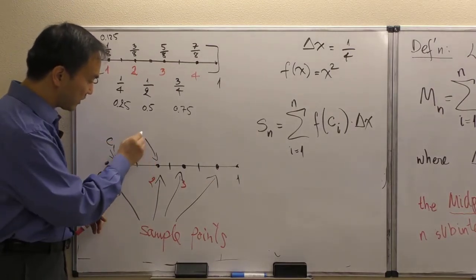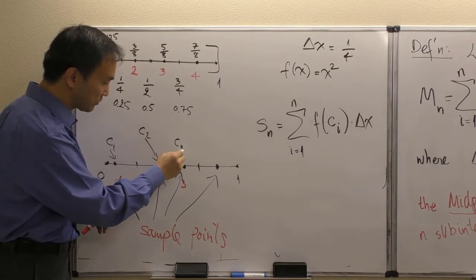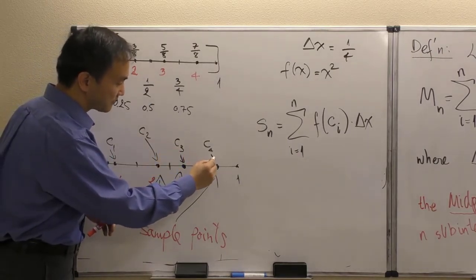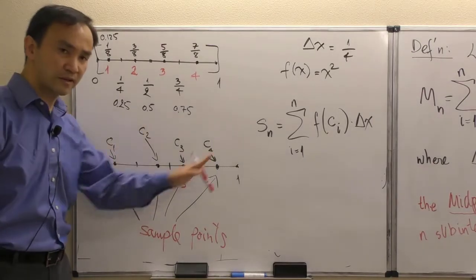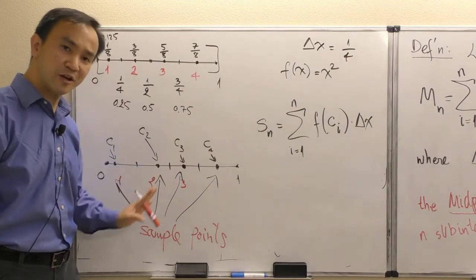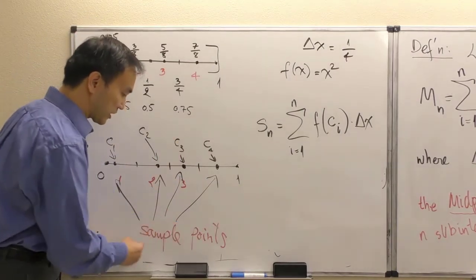This is C2 right here. Okay, this is C3, the chosen point in the third interval, and the chosen point in the fourth interval. So this is sort of like an irregular rule right here. But in the end, all of these C points are supposedly the sample points.